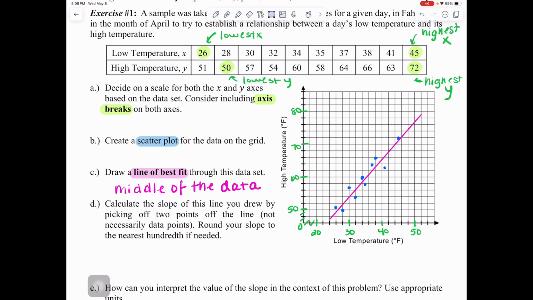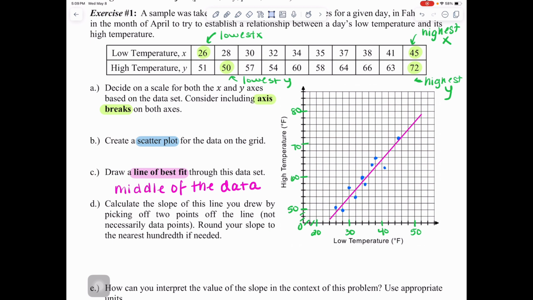So here now you can see what I would consider to be the line of best fit. It's in the middle of the data, not necessarily hitting any of the points that we have plotted, but it's representing the general trend of the data that we have in front of us. So in part D, it says calculate the slope of this line you drew by picking off 2 points off of the line, not necessarily data points, as I said, and round your slope to the nearest hundredth if needed. So you can already see here that if we don't all draw the exact same line, our equations or our slopes might be off a little bit from each other.